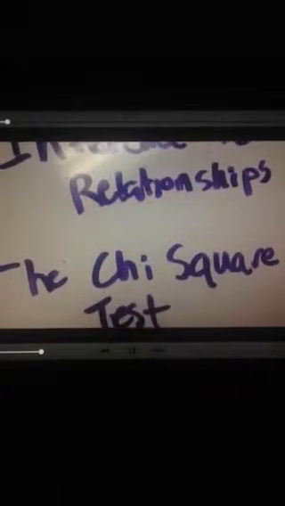Inference for relationships, the chi-square test. A test for association. When looking at useful terms regarding the chi-squared test, you need to first understand the conditions which must be met to perform the test.